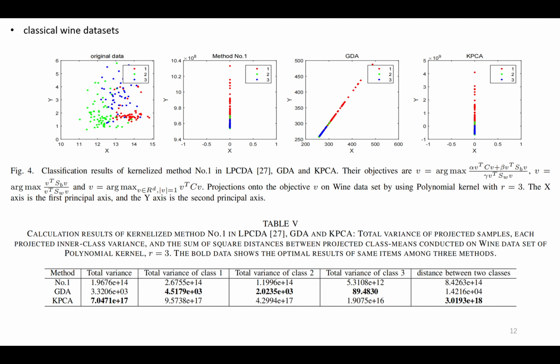Here's the result on one dataset by using polynomial kernel. Generally, the result is not very good, no matter our proposed method and GDA and KPCA. So in total, on specific cases of specific datasets or specific kernels, our proposed method number 1 performs better than GDA or KPCA. It offers an alternative to KPCA or GDA.